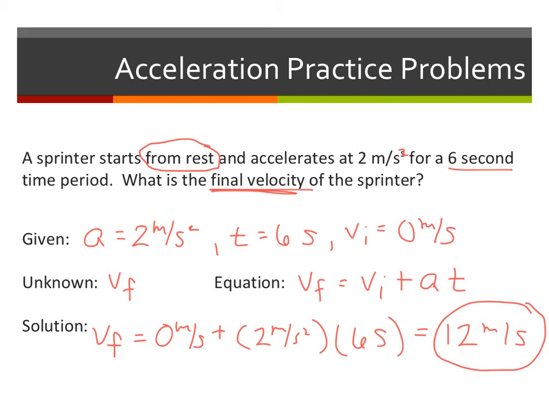So this is an example of the types of things that we could be solving for using our given, unknown, equation, and solution. Make sure that you always have 3 givens for these types of problems. Make sure you're also always identifying what the variable is and not just the number.